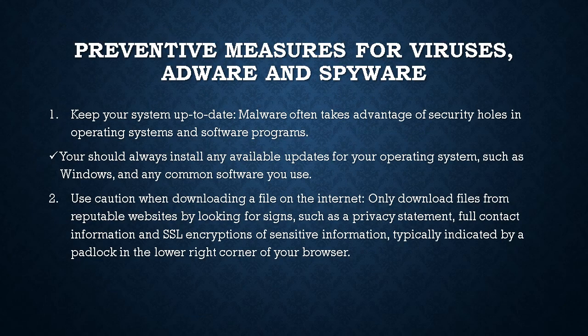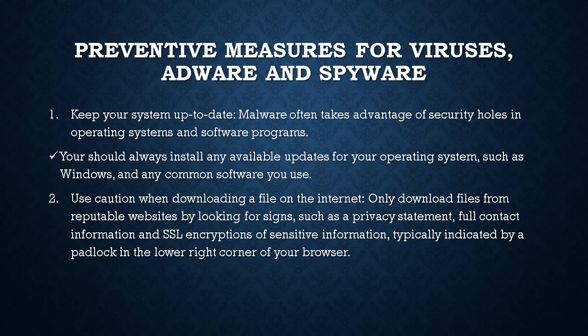Preventive measures for viruses, adware and spyware. Keep your system up to date. Malware often takes advantage of security holes in operating systems and software programs. Now, if you're using a computer and an antivirus program, update your computer system and update your Windows operating system. Hackers often take advantage of security holes. If you don't update your computer system, then malware may come and intrude your computer. So always update your operating system and your antivirus programs.